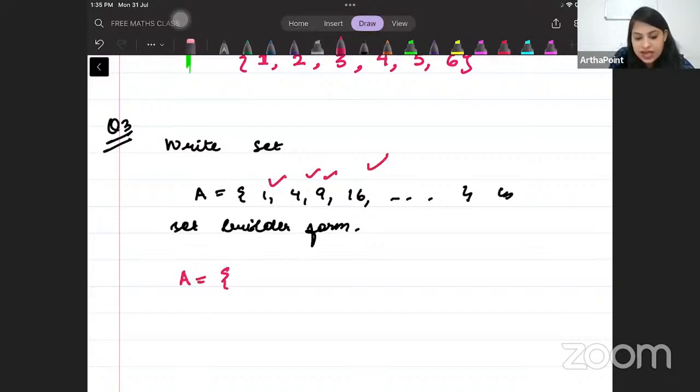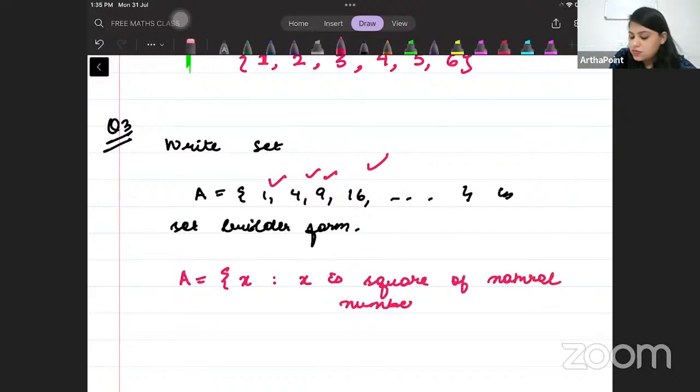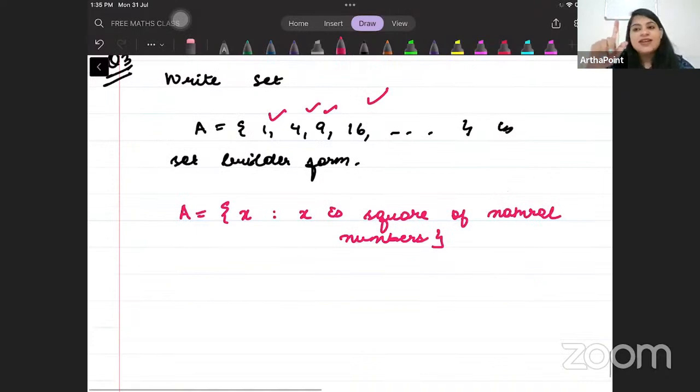It has elements x such that x is the square of natural numbers. So I want x such that x is going to be the square of a natural number. That is the set A. This is clear to us. Now I will write it in a better format.